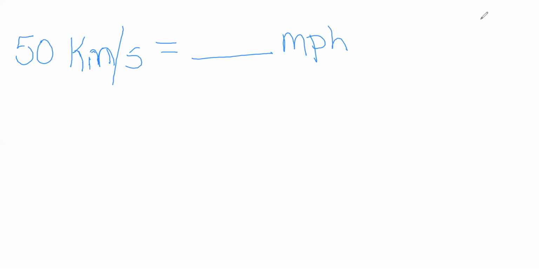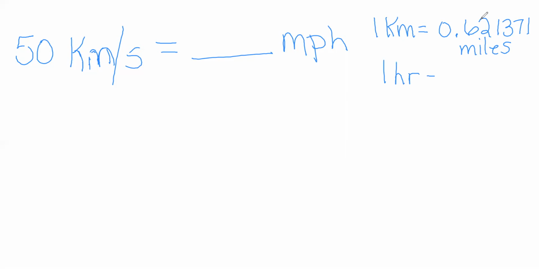All right, so what do we need to know for this? Well, let's look at 1 kilometer is equal to 0.62137 miles. Here's another one I carried out quite a few decimals. Okay, and then you need to know that 1 hour is equal to 60 minutes, which you should know. And that 1 minute is equal to 60 seconds. Because we're going from kilometers per second to miles per hour.